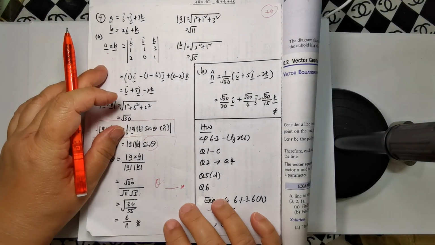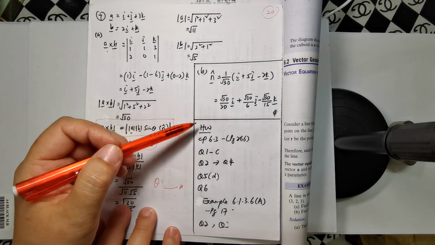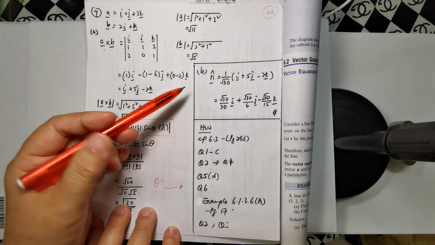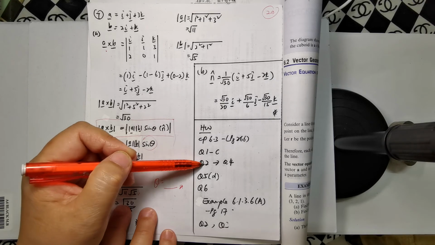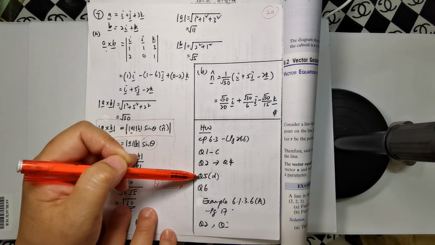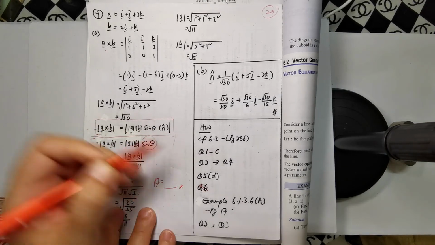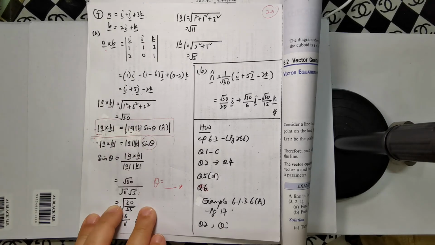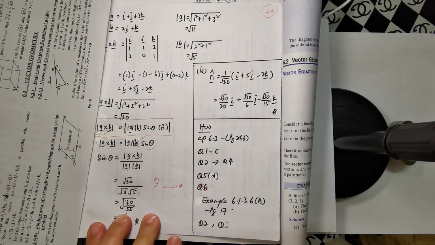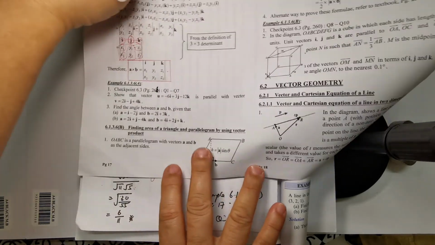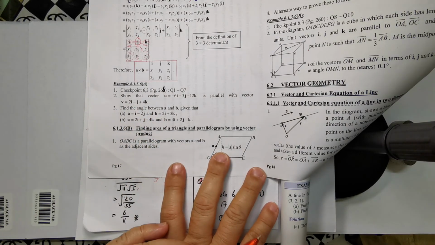Try to complete it by today. Your homework will be Checkpoint 6.3. Checkpoint question 1C, since A and B I have discussed. Then questions 2, 3, 4, 5D. A, B, C I have discussed, so you complete 5D. Question 6 no need, I have discussed. Then go back to your Example 6.1.3A, page 17. There are 2 more questions here. Complete these 2 questions also.